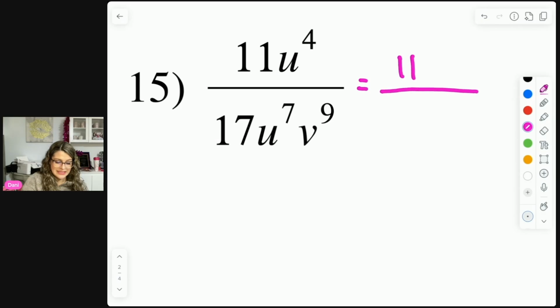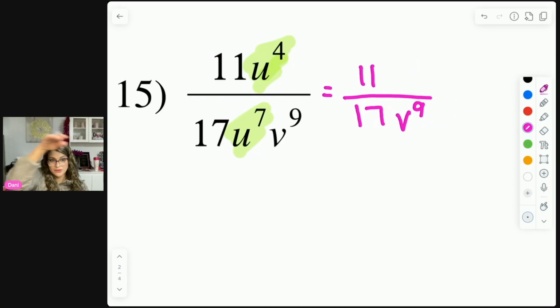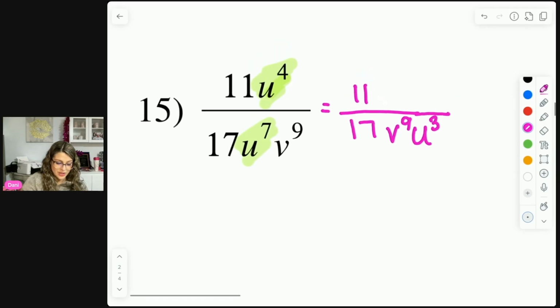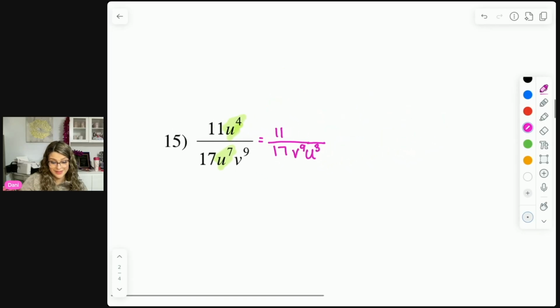So 11 and 17 do not simplify. And then for our exponents here, we have u's. We do not have any v's on the top, so v to the 9th will stay on the bottom. And let's see here. We have u to the 4th on top, which means there's 4 of them. U to the 7th on the bottom means there's 7 of them. There's more on the bottom. 4 minus 7 is 3. U cubed will stay on the bottom. So 11 over 17 v to the 9th u cubed. Or if you wrote it as u cubed and then v to the 9th, that's okay too. Both are equivalent. All right.